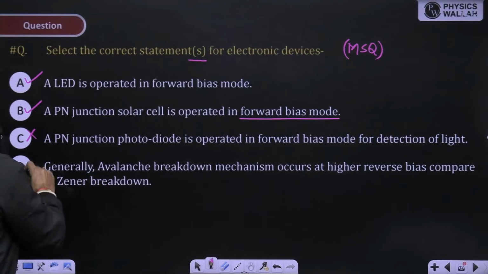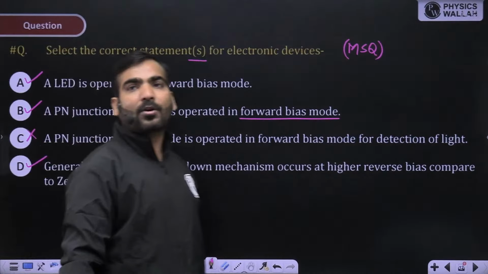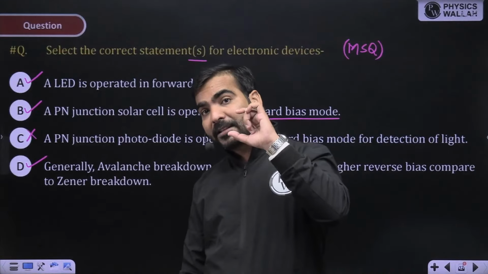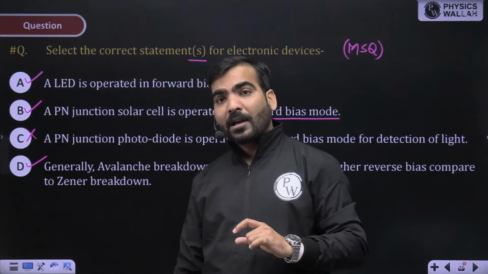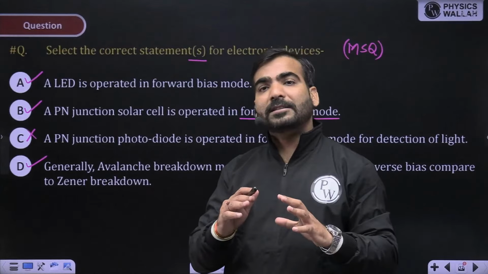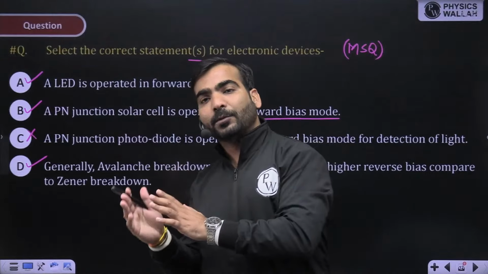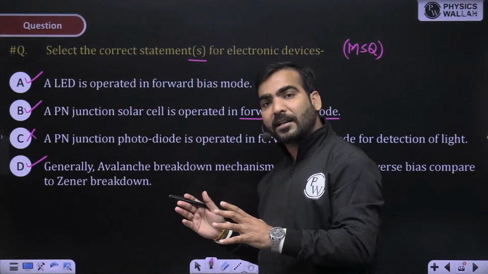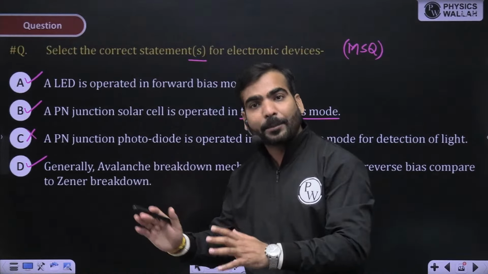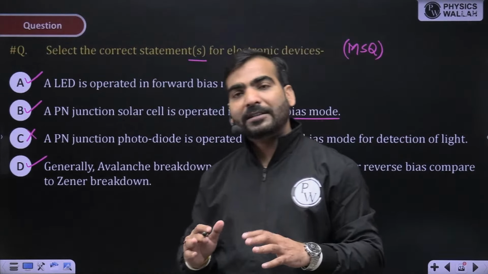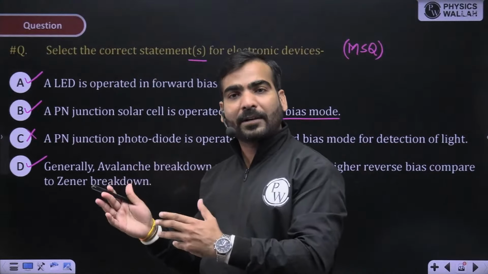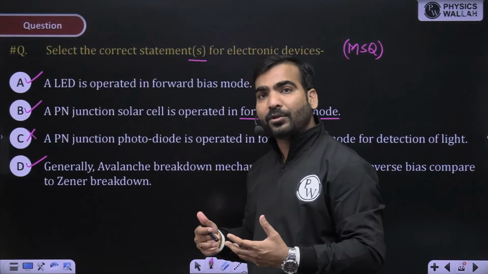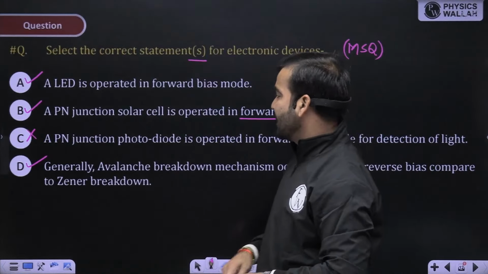Obviously correct. You know very well, avalanche breakdown occurs in relatively lightly doped PN junction. Yesterday I have mentioned this point specifically, okay? And avalanche breakdown occurs at a voltage relatively greater than 6 volt. Whereas Zener breakdown mechanism occurs in a heavily doped PN junction at a voltage less than 6 volt. Meaning is that Zener breakdown occurs at lower voltage compared to avalanche breakdown. Or we can say avalanche breakdown occurs at higher reverse bias voltage compared to Zener breakdown. So D is also correct.